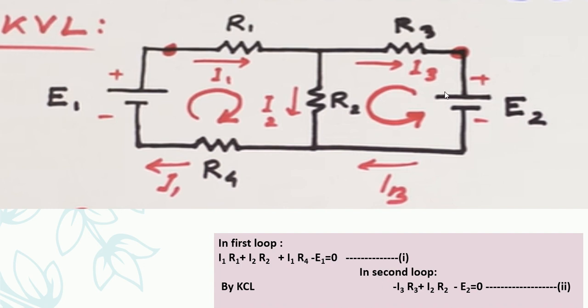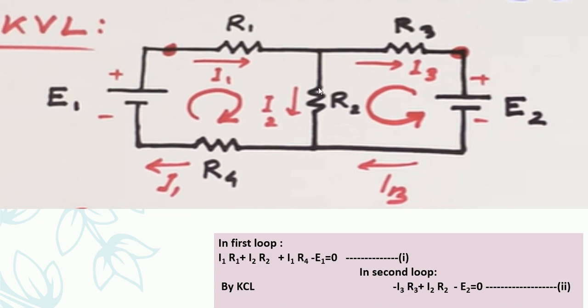In the second loop, suppose you want to measure the voltage by moving anti-clockwise. The current is moving in this direction, but you want to measure the voltage by moving anti-clockwise, that means going against the direction of current flow. At that time the voltage drop must be negative. The voltage drop through R3 will be I3 R3, but I3 is moving in this direction and you are measuring by moving anti-clockwise, so it must be negative. That means minus I3 R3.